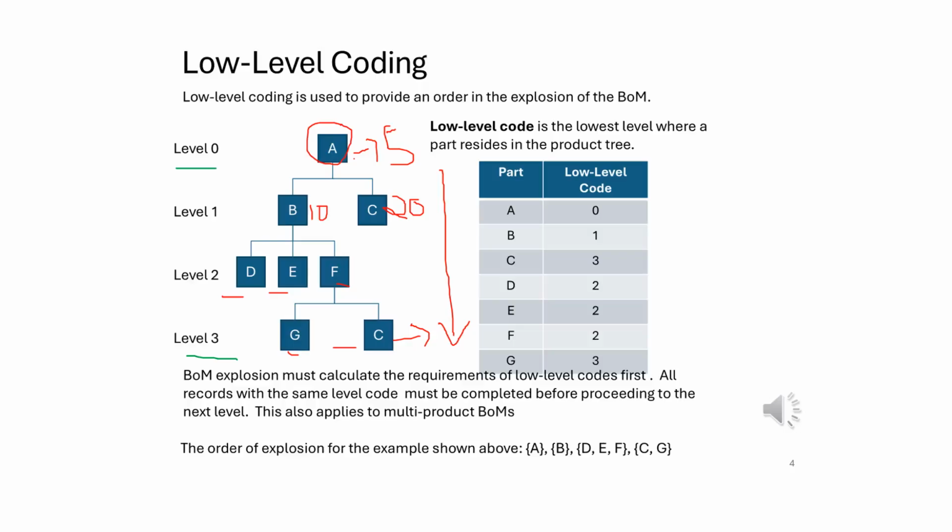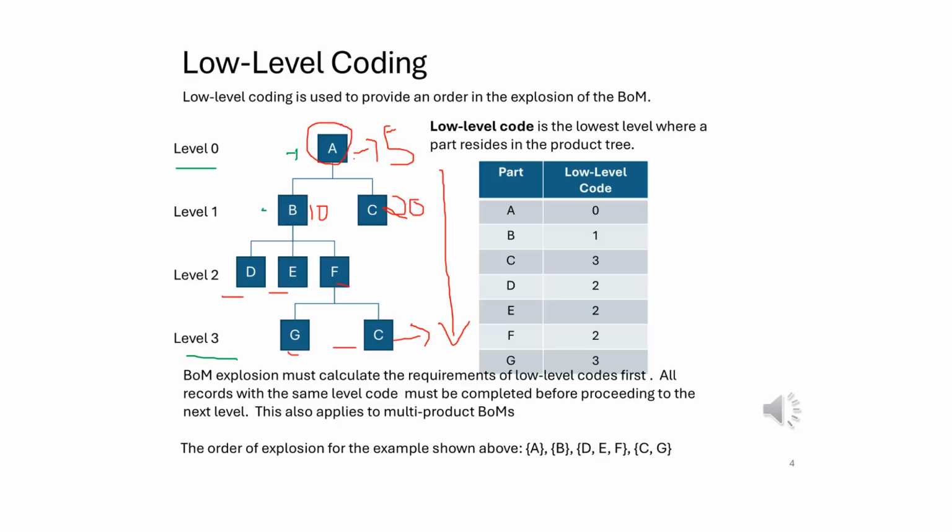And MRP must be built from a top-down level because to calculate the MRP for B, we need the POR for A. So we need to calculate the MRP for A before we can calculate the MRP for B and the MRP for C. So the MRP must be calculated at a top-down level.